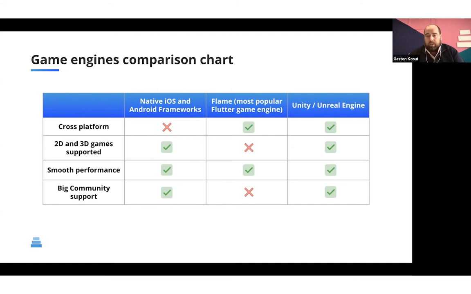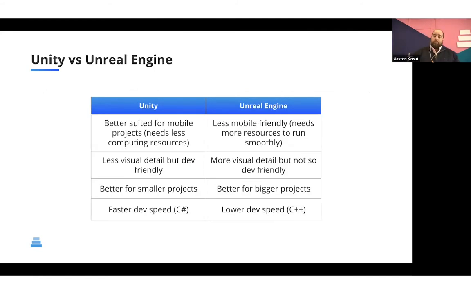And also, it doesn't have big community support. That was one of the other things that made us discard the Flame framework. And Unity and Unreal Engine were basically marking all the check marks, so we decided to go with one of them. After deciding this, we needed to see which was better for this kind of mini games that we were developing.